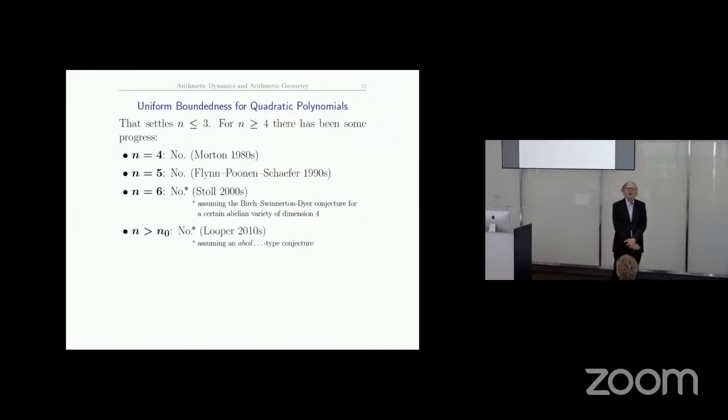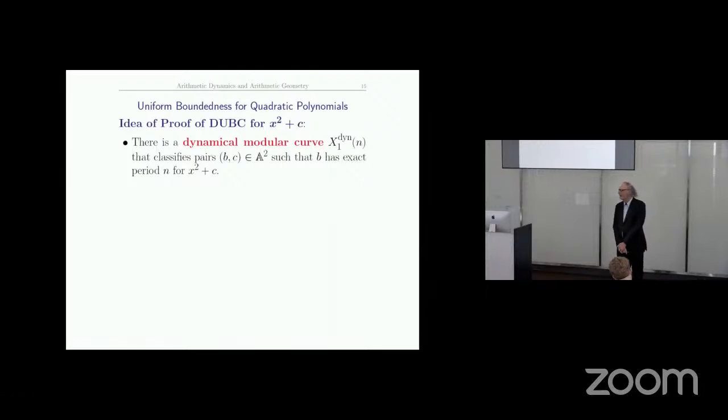Still pretty good. And recently, Nicole Looper showed that if you assume something like the ABC conjecture, but with more variables, then in fact there is an n naught, so that you can't get any periodic cycles bigger than n naught. So that would be uniform boundedness for quadratic polynomials, but assuming this very strong conjecture. So let me give you a word or two about how, well, at least how all of the results on the previous slide, except for Looper's, are proven. She used a rather different approach.